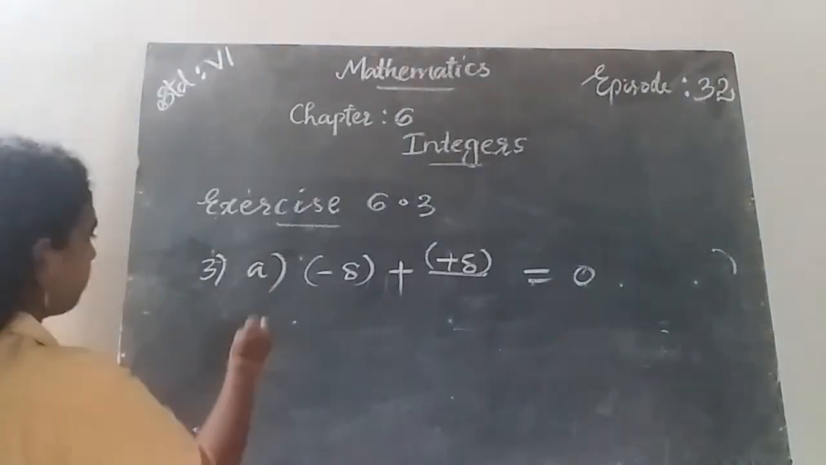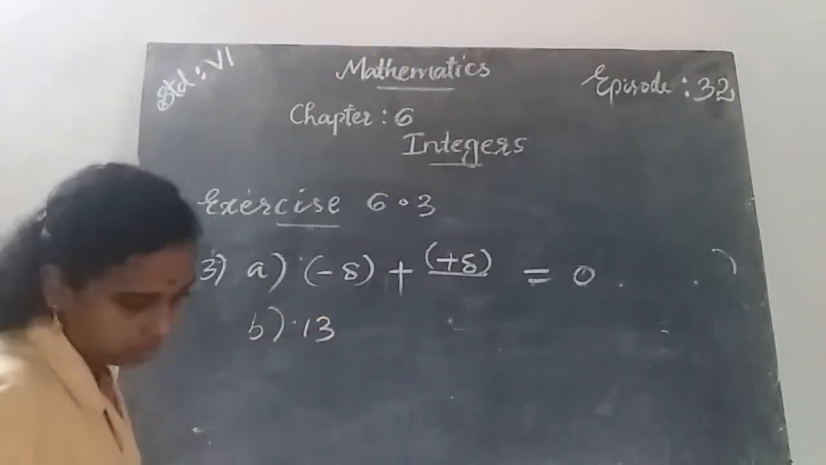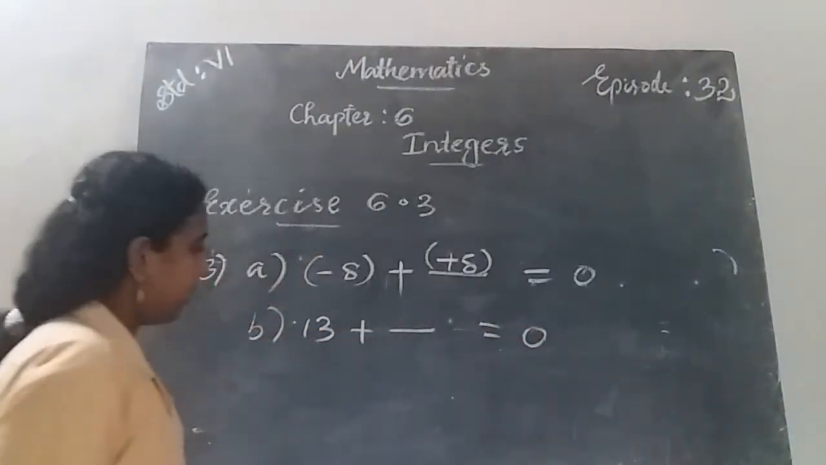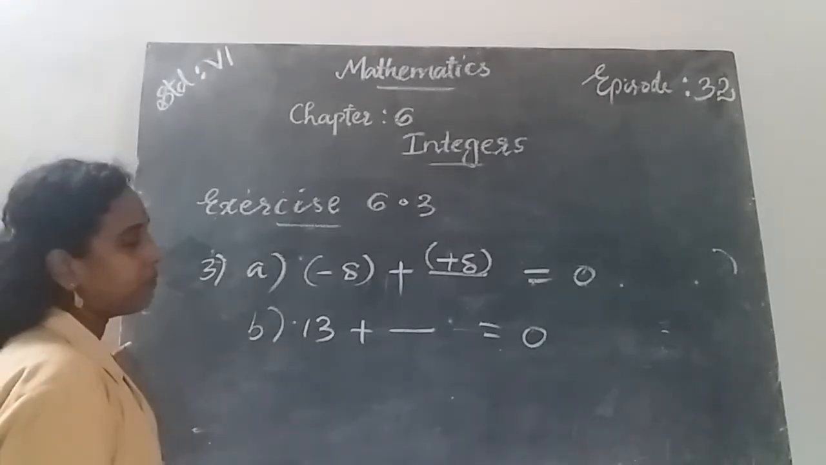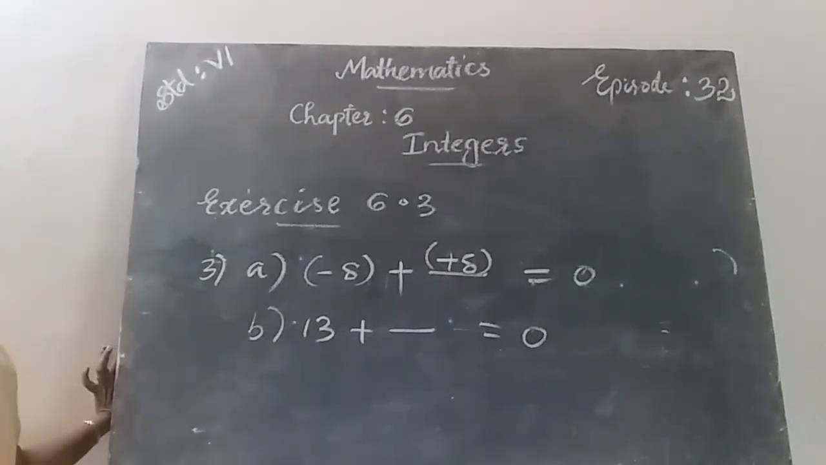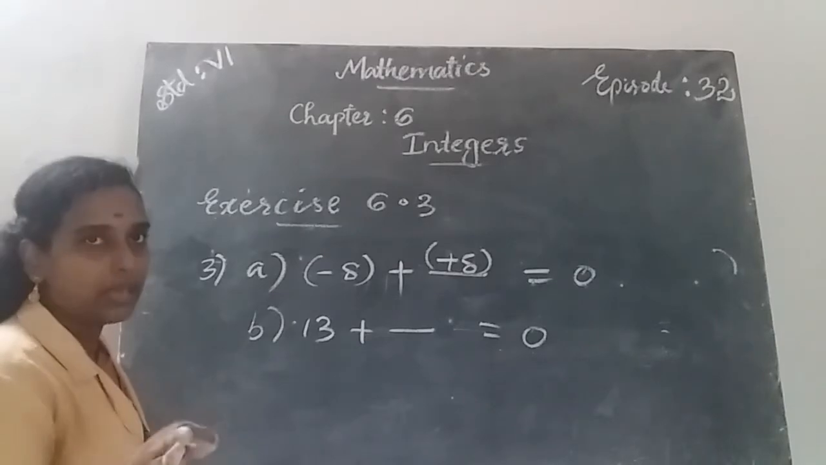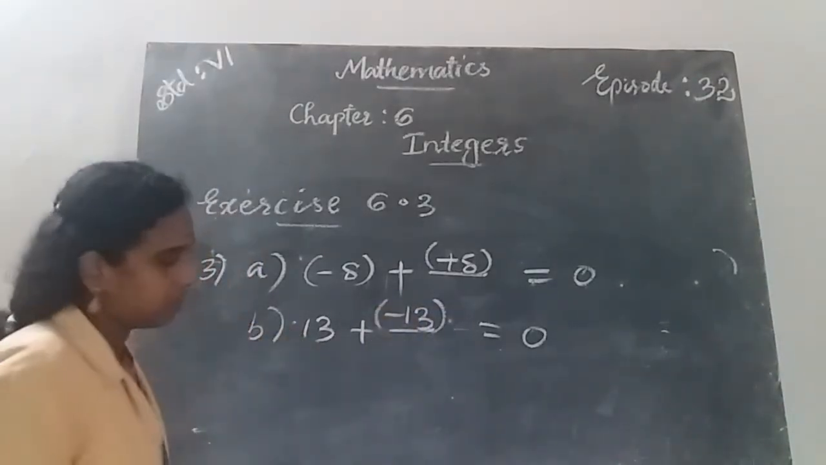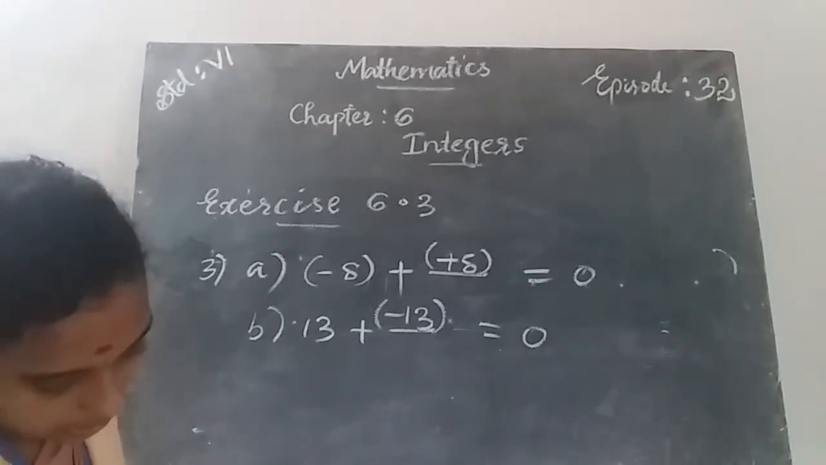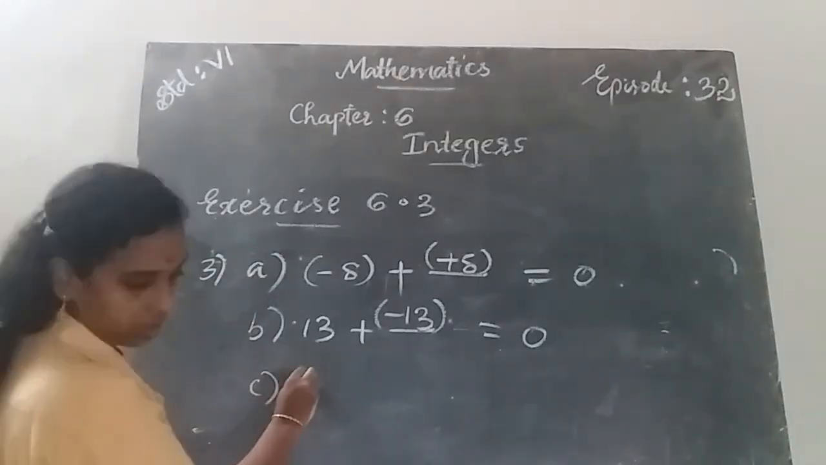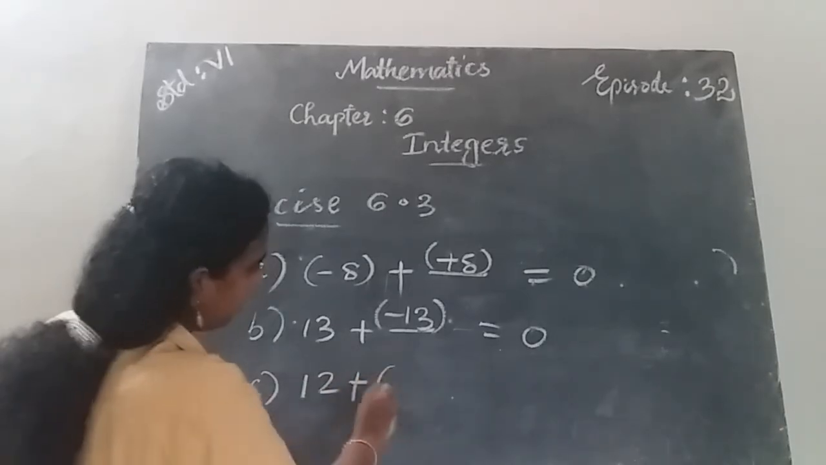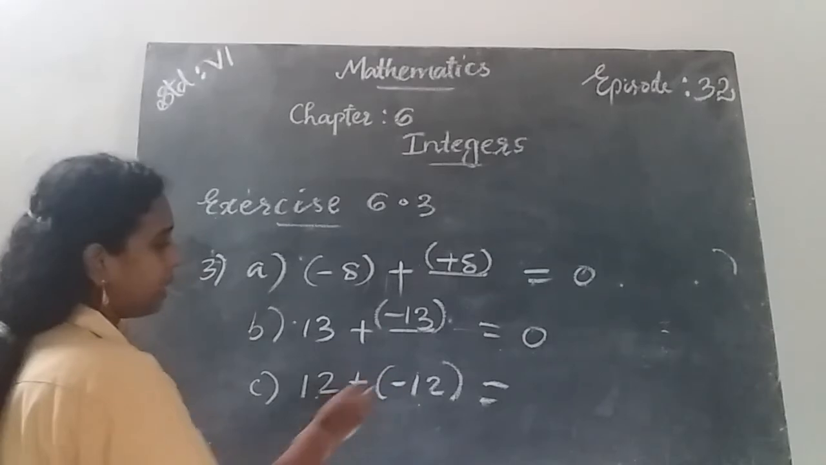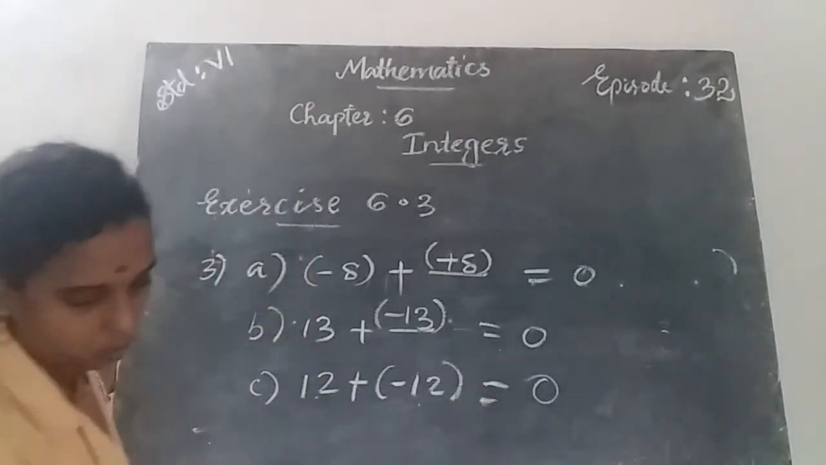Then the next one is 13 plus dash is equal to 0. Here 13 is positive 13. When we add the same numbers with opposite signs, then we get 0. So we take negative 13, and we get 0. Then the next one is 12 plus negative 12. Then we get 0.